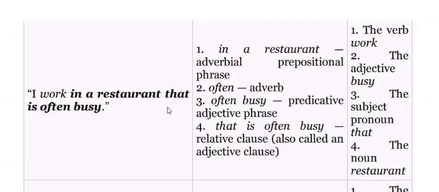I work in a restaurant that is often busy. In a restaurant is an adverbial prepositional phrase. Often is an adverb, often busy is a predicate adjective phrase. That is often busy is a relative clause, also called an adjective clause. So the verb is work, the adjective is busy, the subject pronoun is that. The noun is restaurant.